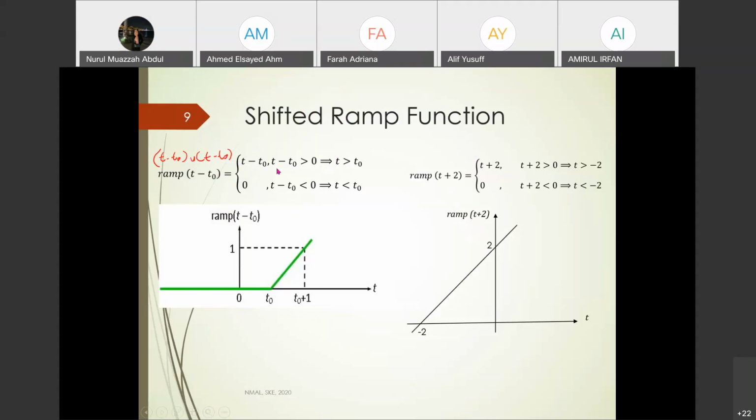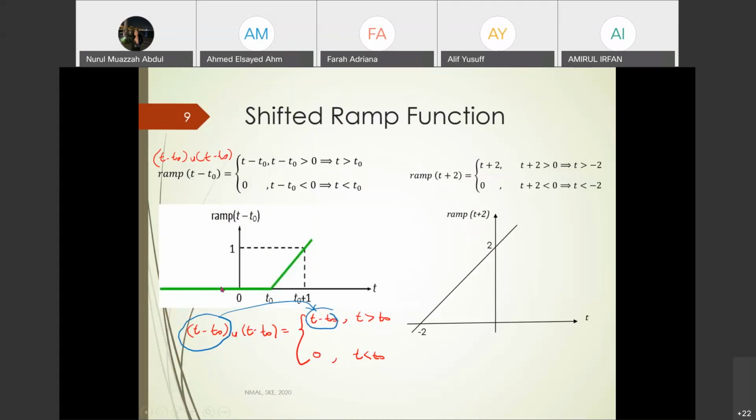If you rearrange, t minus t naught is bigger than 0 based on the original signal, so here t is bigger than t naught. Or it's equivalent to 0 when t minus t naught is less than 0, or t is less than t naught. So if I rewrite it, (t minus t naught) u(t minus t naught) is equivalent to t minus t naught when t is bigger than t naught, and 0 when t is less than t naught. If you want to remember, just look at whatever number is here before you; it should be equivalent to this.